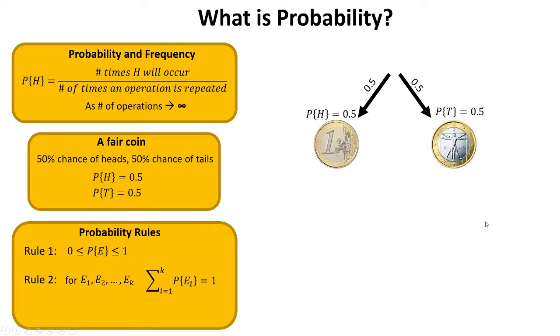If there were 3 options, or if there were 6 options, like a dice, and 5 of the options added up to 0.8, the last option must be 0.2, right? Because it always has to add up to 1 for all the expected options together.